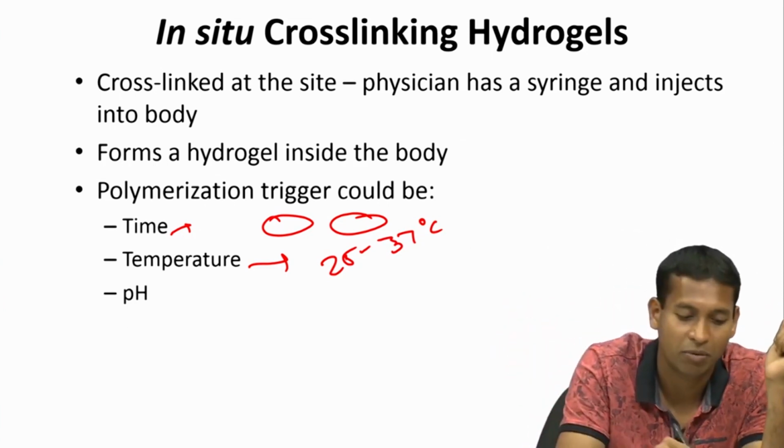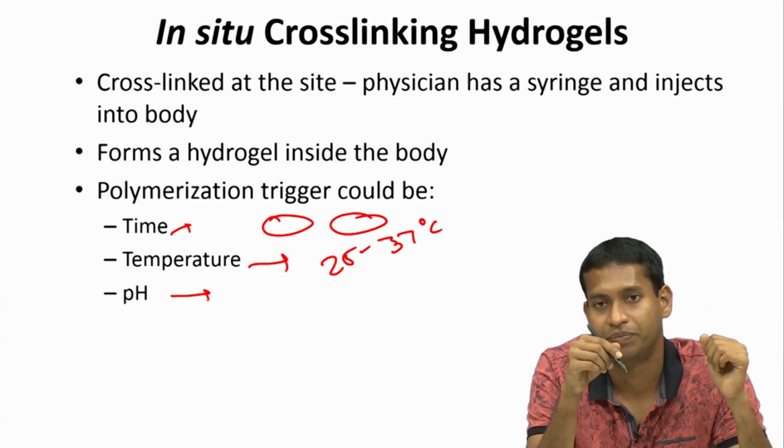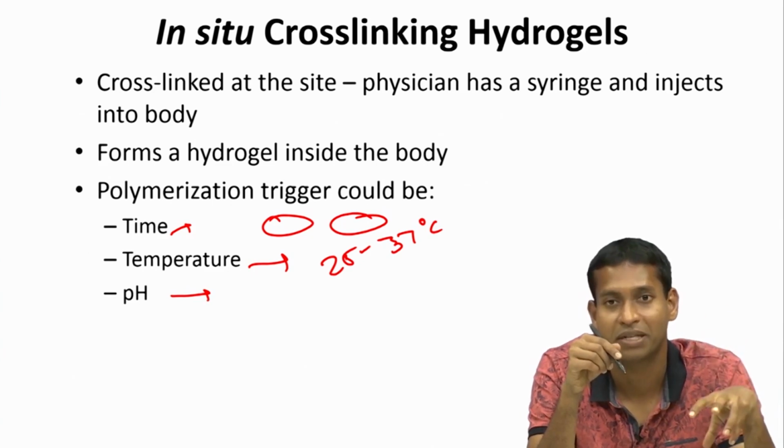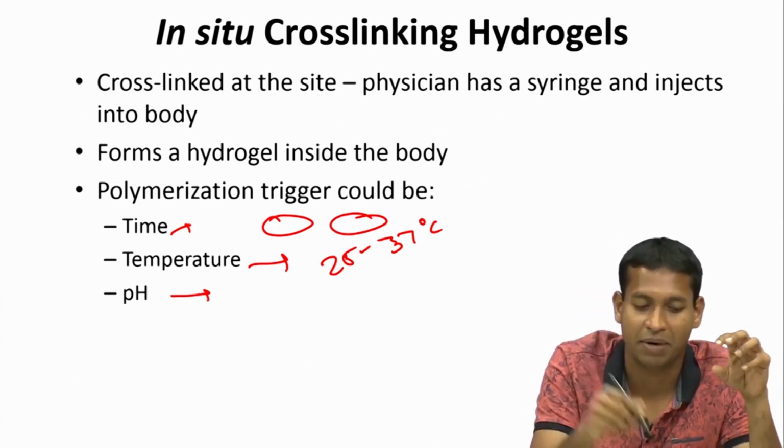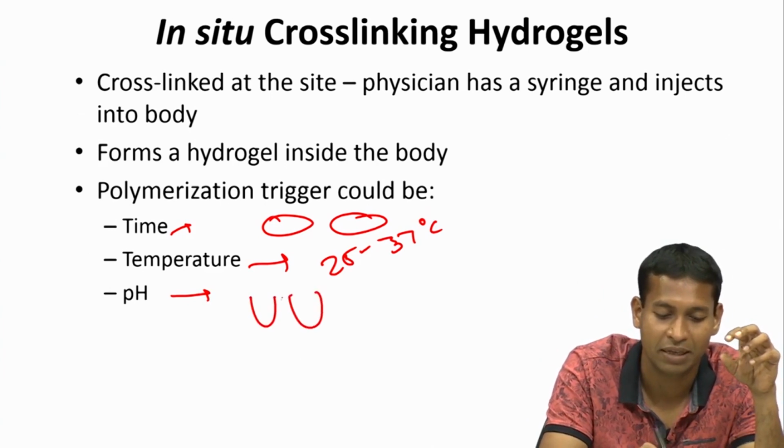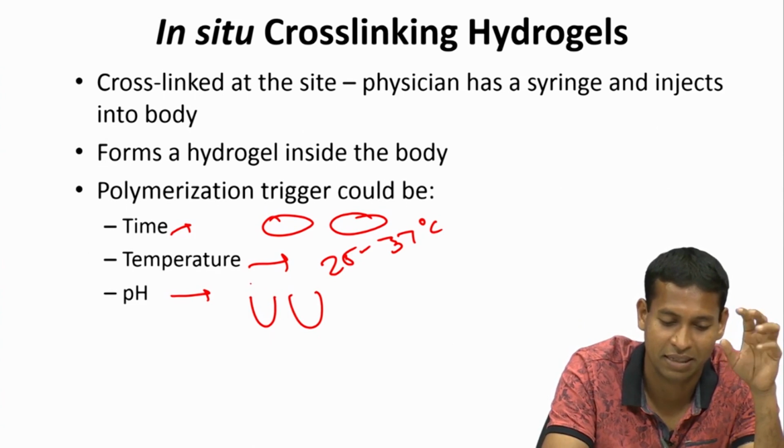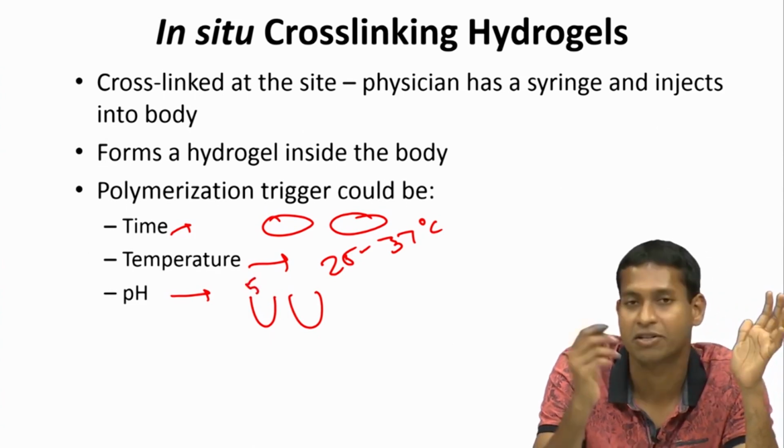Or it could be pH, let us say, and this could be again of several types. Let us say in my two tubes that I am mixing together, the combined pH of the polymer here, let us say, is a pH of 5, at which it does not polymerize.